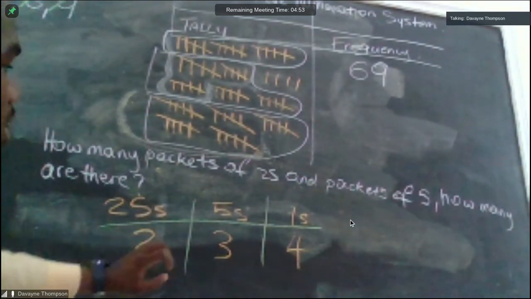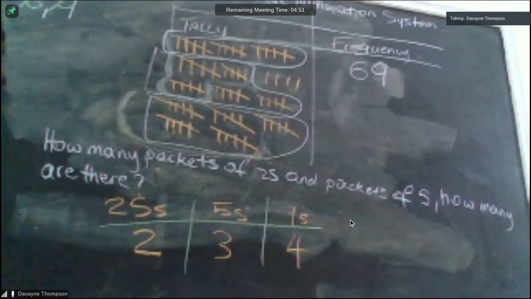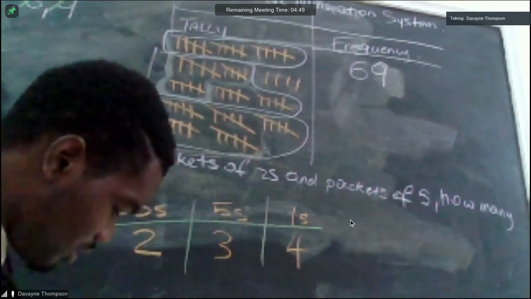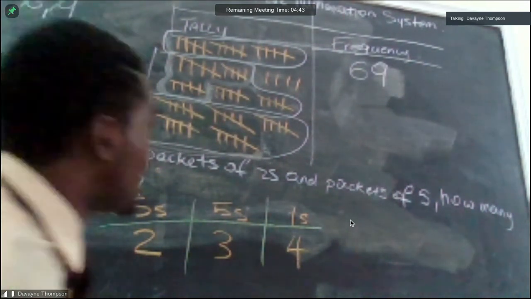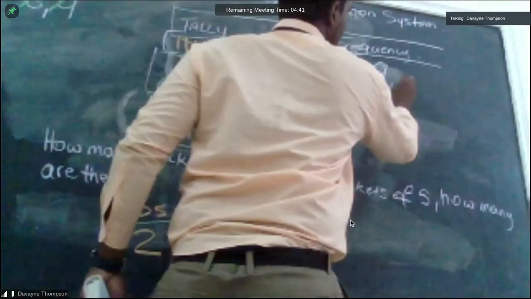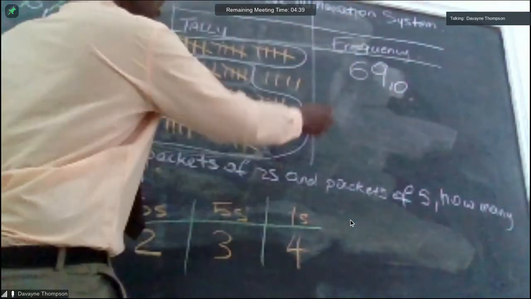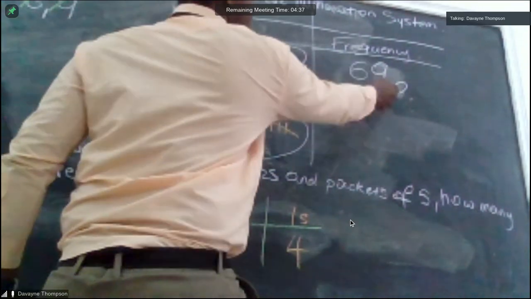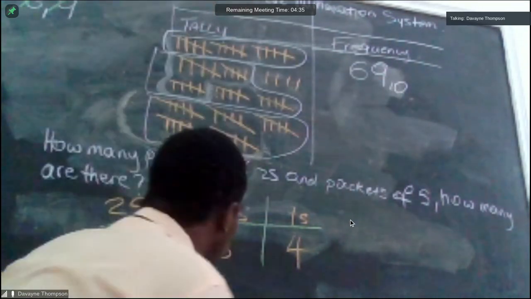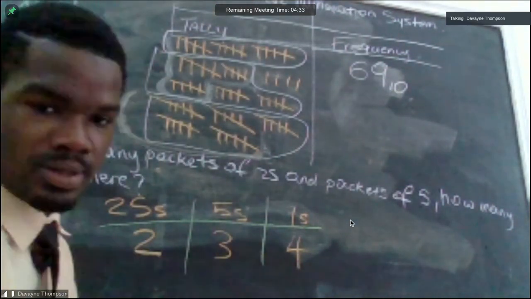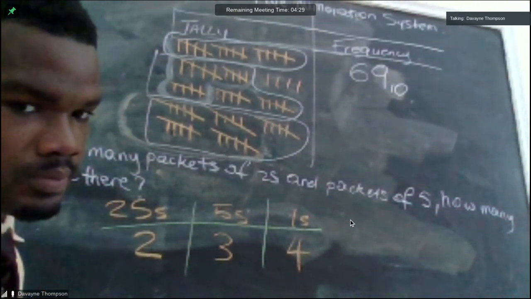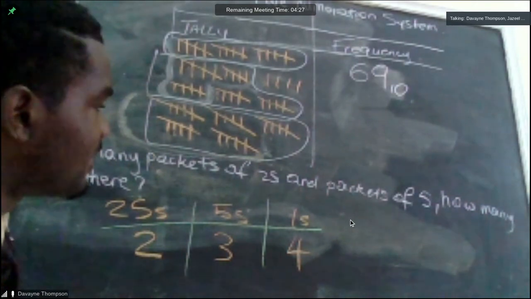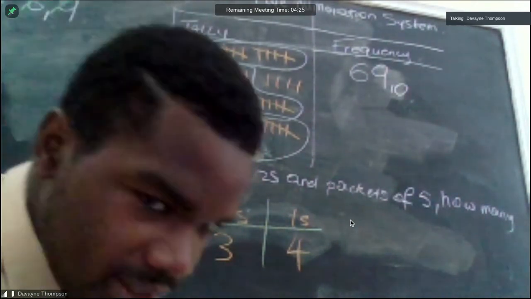Now, we found our answer of 234, but what does the 234 mean? Here's what we're going to say. That 69 is actually in base 10. Because we use numbers that range from 0 to 9. What do you think this 234 represents? Which base do you think this 234 is in? Anybody?